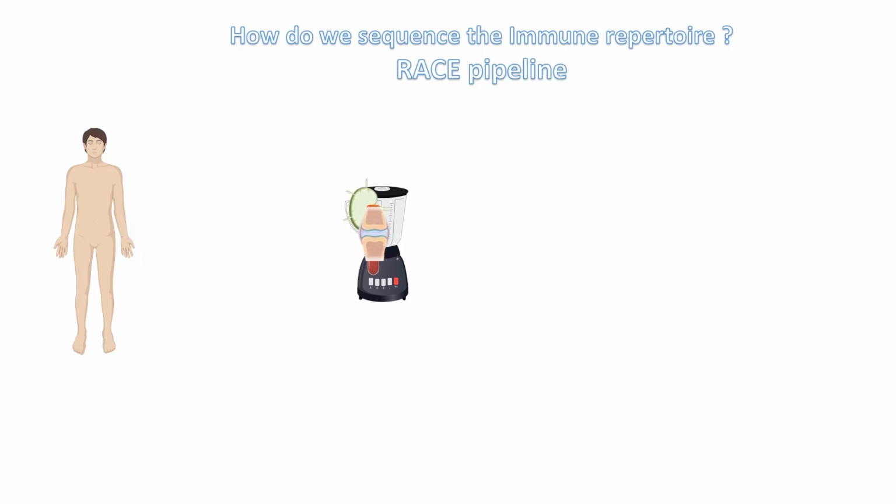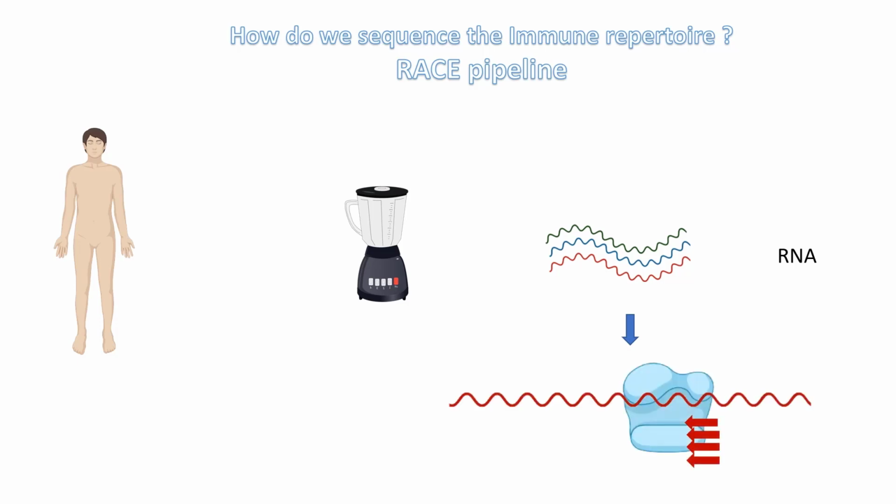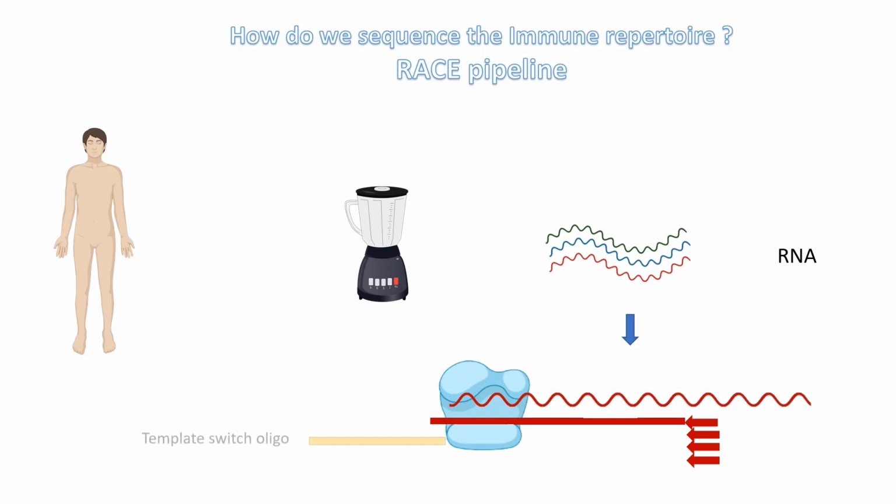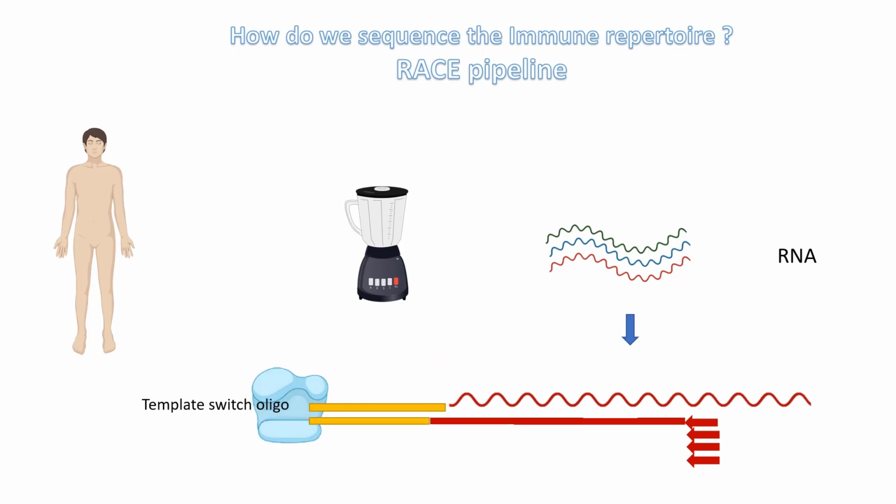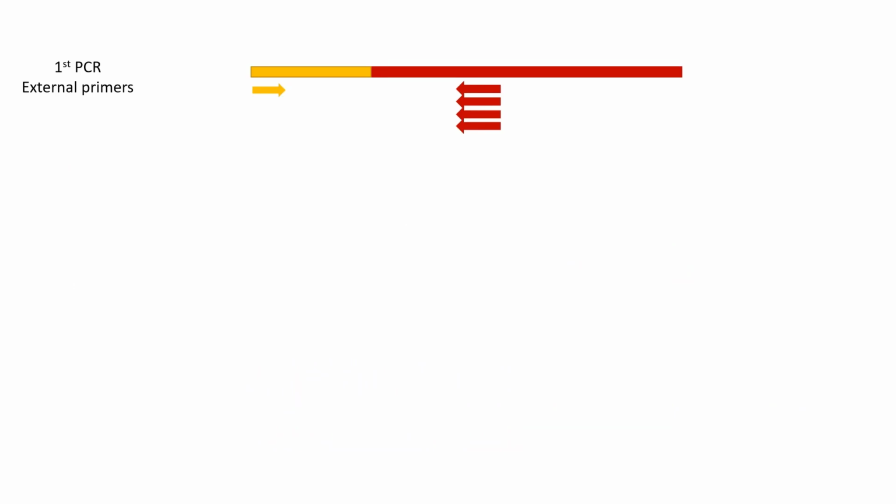RNA is extracted from a wide range of tissues, including blood, lymph node, and synovium. The cDNA is retrotranscribed with a multiplex primer set. A template switch oligo that contains a molecular barcode is added to the reaction and incorporated in each cDNA molecule. Two consecutive PCR reactions designed in a semi-nested fashion are then performed using the cDNA as input.